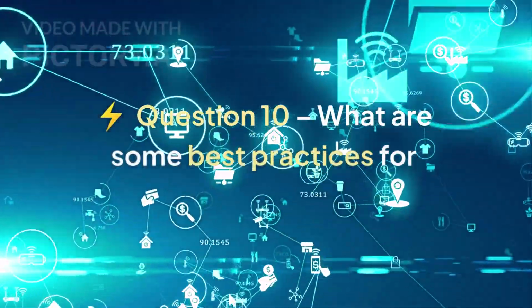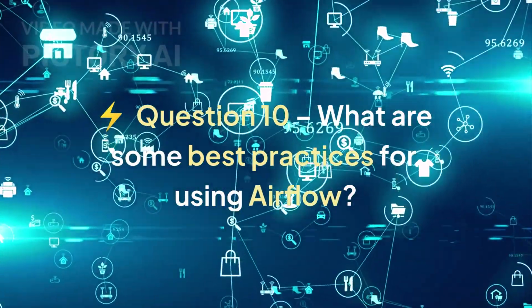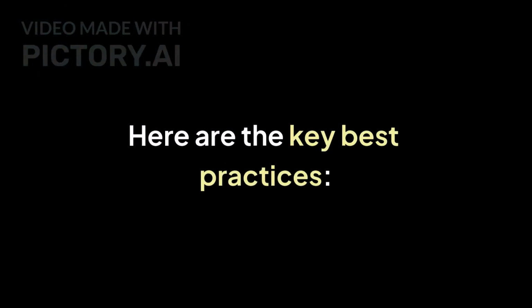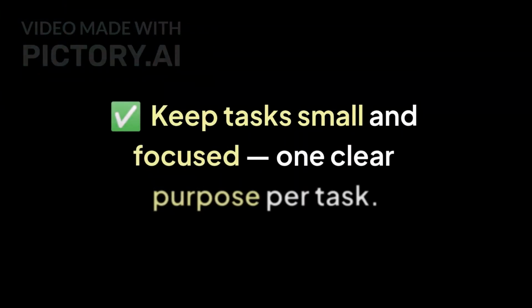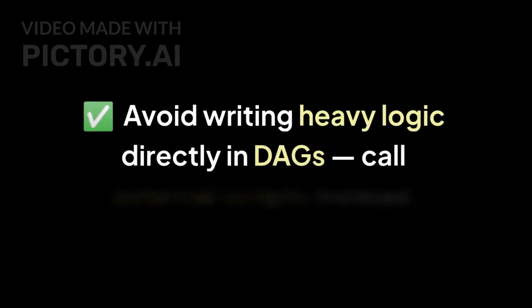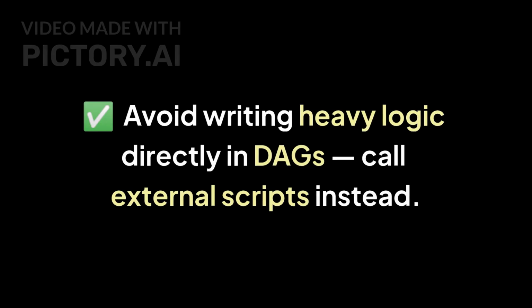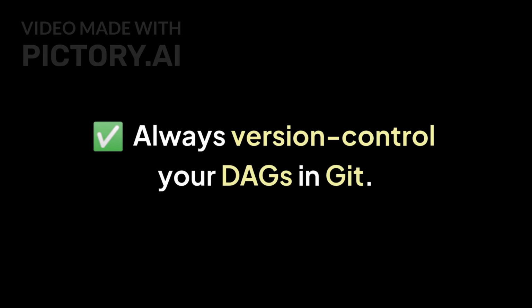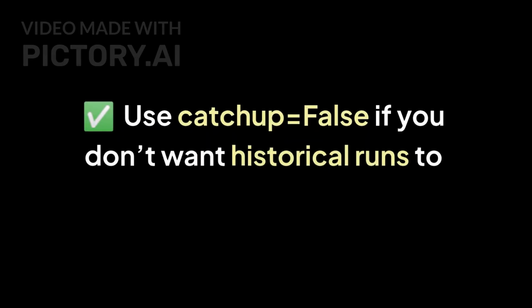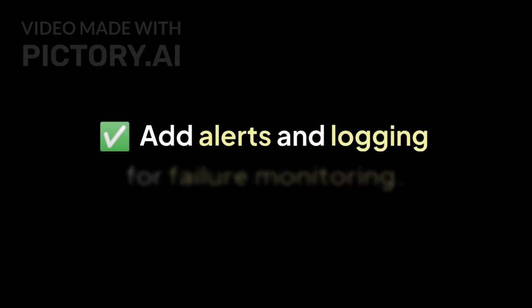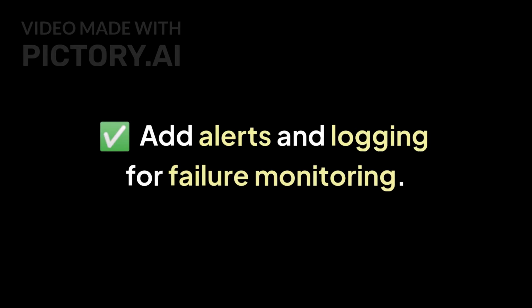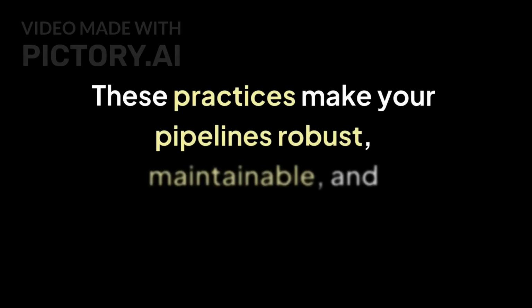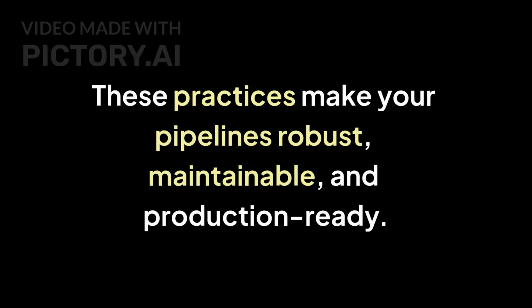Question 10: What are some best practices for using Airflow? Here are the key best practices. Keep tasks small and focused, one clear purpose per task. Avoid writing heavy logic directly in DAGs, call external scripts instead. Always version control your DAGs in Git. Use catchup=False if you don't want historical runs to execute. Add alerts and logging for failure monitoring. These practices make your pipelines robust, maintainable, and production-ready.